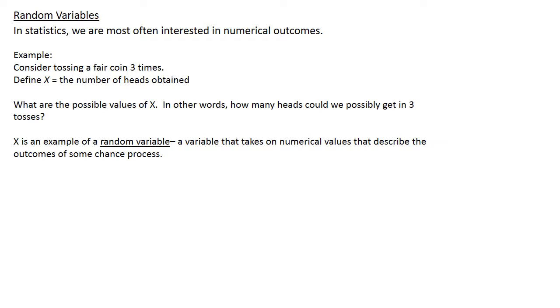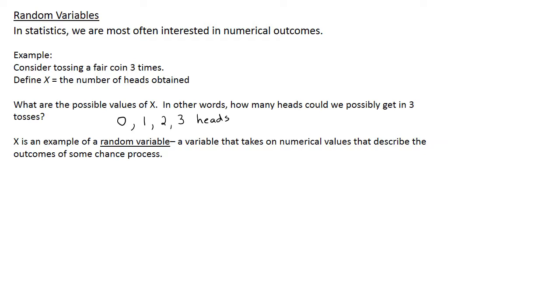For example, consider tossing a fair coin 3 times, and we'll define x as the number of heads we get in those 3 tosses. And we've talked about things like this before, but we've just listed out the possible outcomes without really thinking about the number of heads or tails that we could get. So if we define x as the number of heads obtained, how many heads could we possibly get in 3 tosses? Well, if you think about that for a minute, you'll realize that you could get either 0, 1, 2, or 3 heads, and those are the only possibilities.